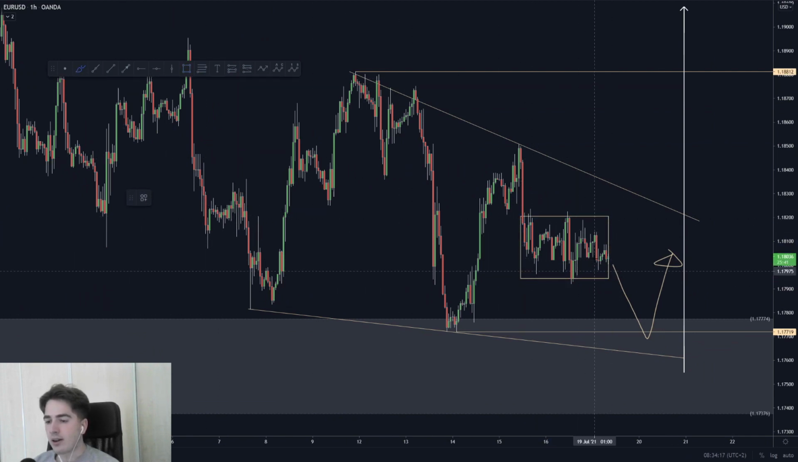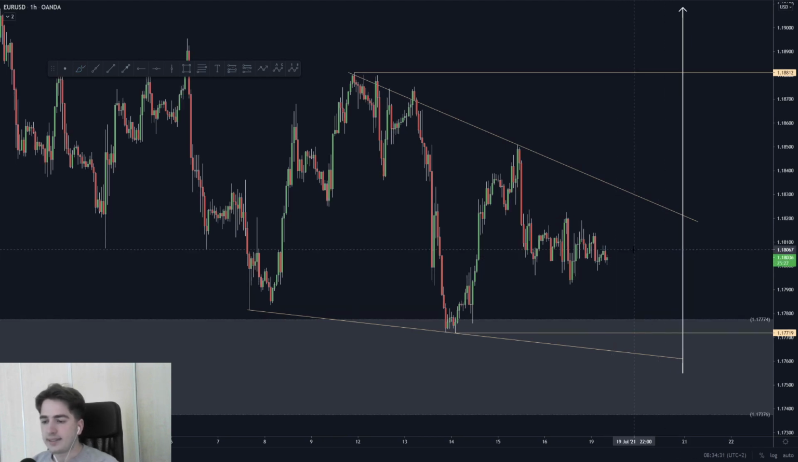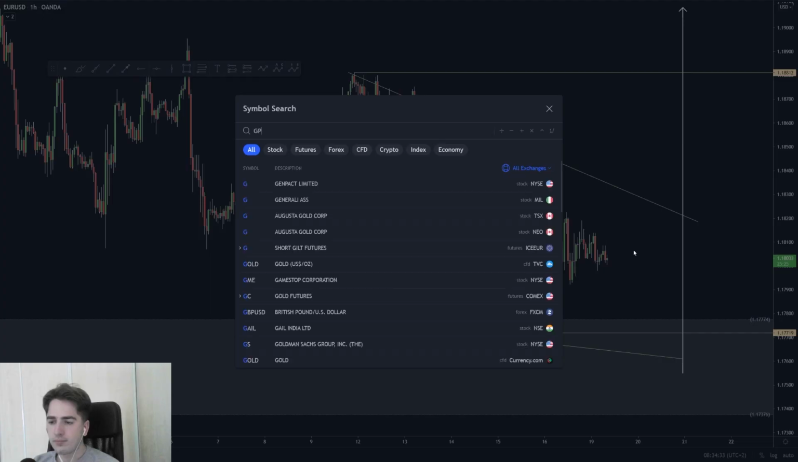Once we break out of the box, I do expect a very large move in either direction. So stay sharp and wait for the fireworks to happen. And of course I will update you accordingly on Discord. So with that said, let's head over to pound dollar.